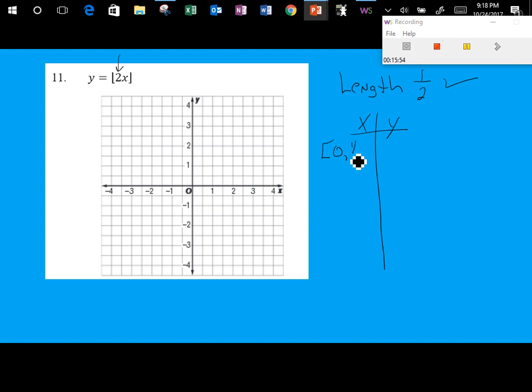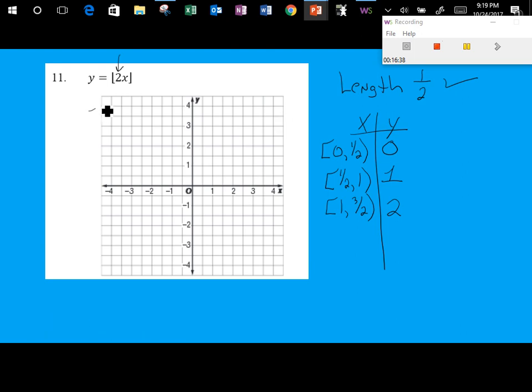I'm going to go 0 to 1/2. I'm going to go 1/2 to 1. And I'm going to go bracket 1 to 1.5, which I'm going to call 3/2. The fast way to get your y values: plug in the bracketed number. 2 times 0 is 0. 0 rounded down is 0. Plug in 1/2. 2 times 1/2 is 1. 1 rounded down is 1. Plug in 1. 2 times 1 is 2. Rounded down is 2.